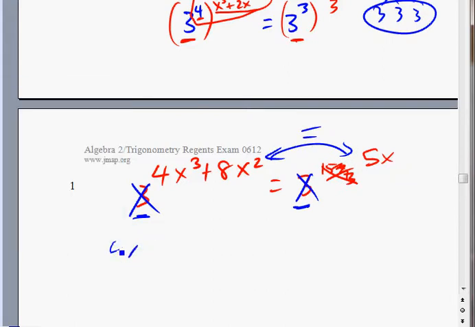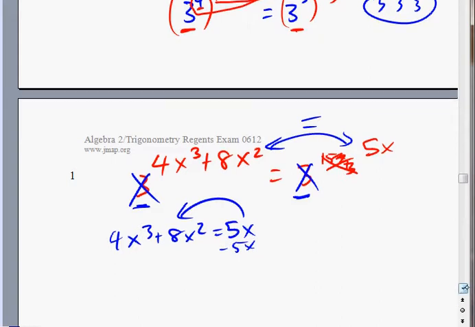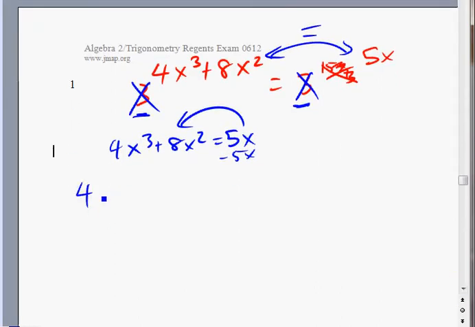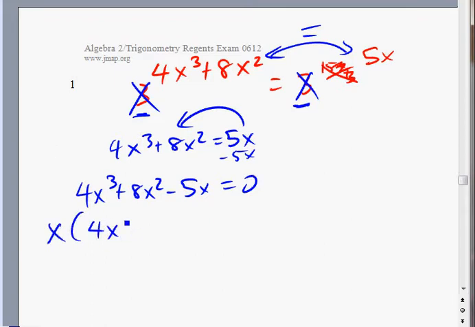Okay, so we got 4x cubed plus 8x squared equals 5x. Right, we can move the 5x to the left side by subtracting 5x. We're left with 4x cubed plus 8x squared minus 5x equals 0. Let's see what they have in common that we can factor out. Aha, they all have an x. Let's factor x out. So we got x times 4x squared plus 8x minus 5 equals 0.